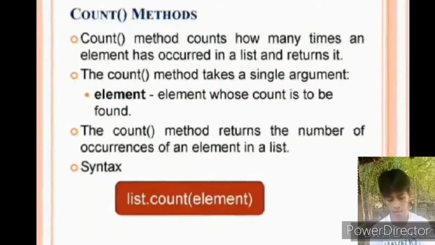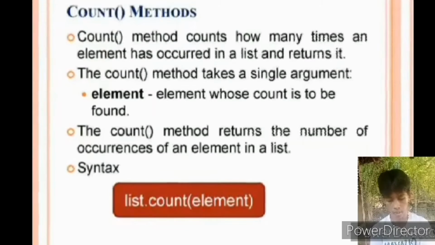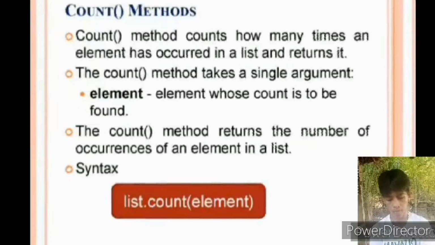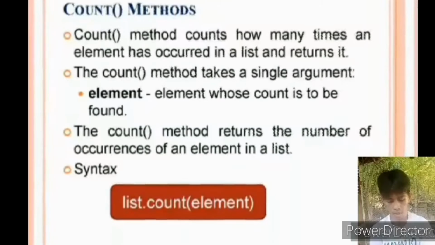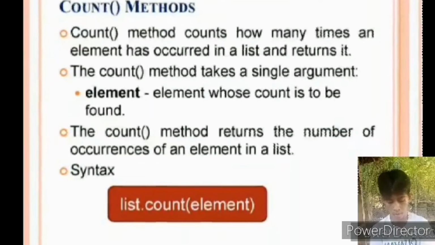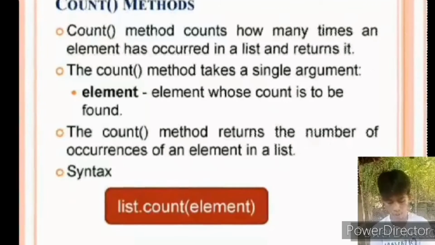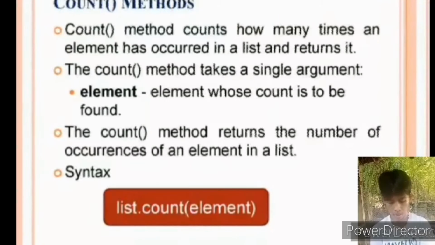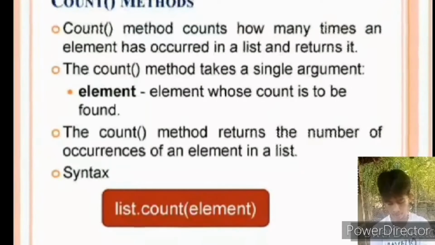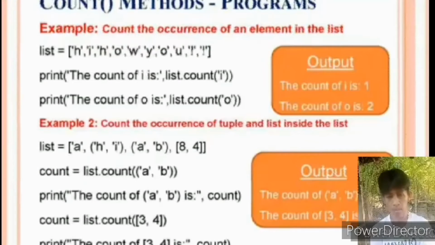Count method. The count method counts how many times an element has occurred in a list and returns it. The count method takes a single argument, the element whose count is to be found. The count method returns the number of occurrences of an element in a list. Syntax. Count method programs. Example number 1.